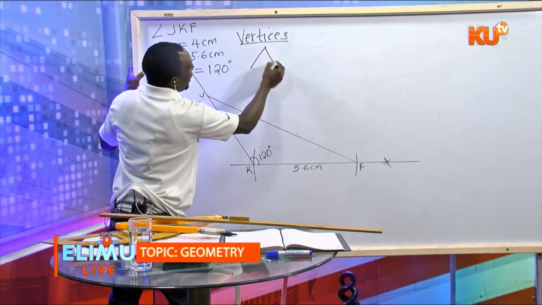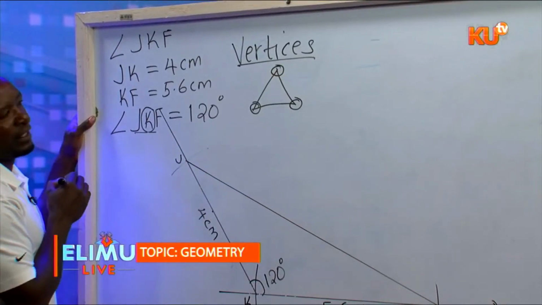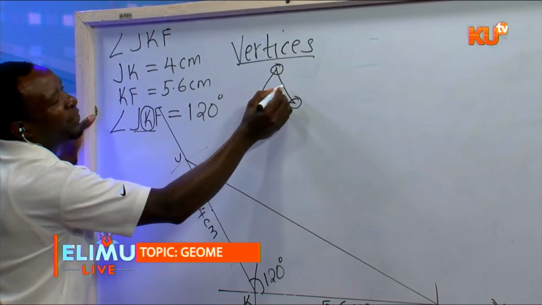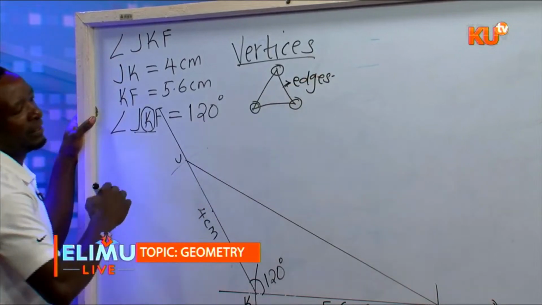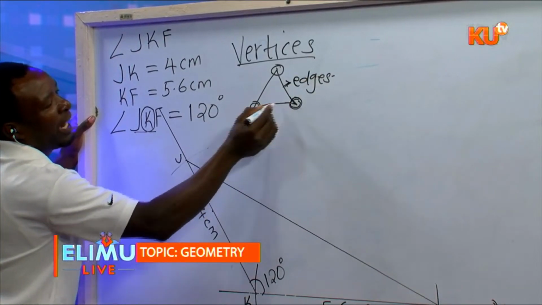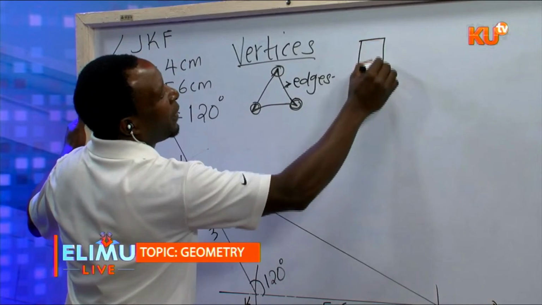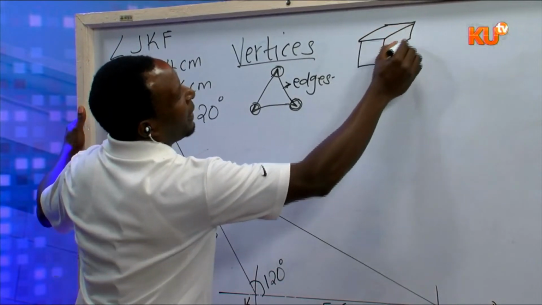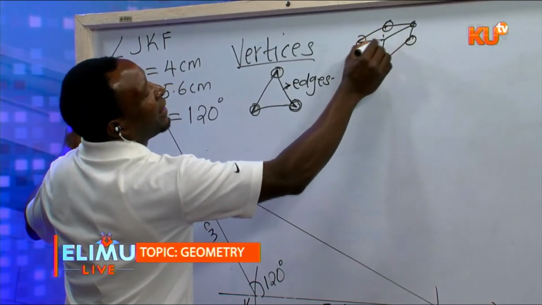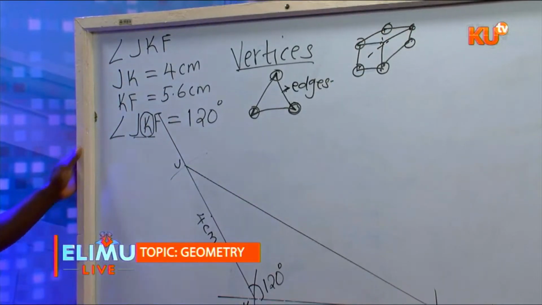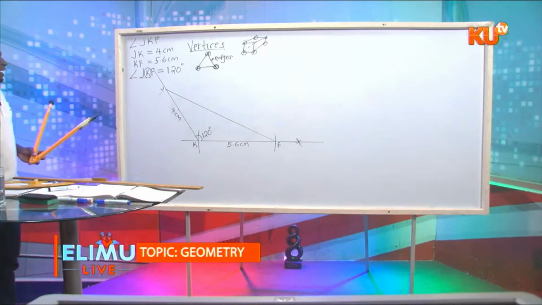Vertices, if you have your triangle here, these are the vertices. Don't confuse yourself and use this one as the vertices. These are called the edges. So our vertices are these ones, which are sharp pointed. Even in our cuboid, where we have it like that, these are our vertices, the pointed ones. So let's go to the construction of the circle touching the vertices.